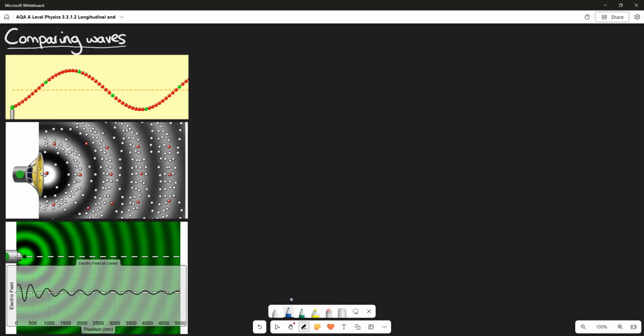Welcome to longitudinal and transverse waves. So we've previously looked at waves on a string, sound waves and light waves. There are two main types of wave. There are transverse and there are longitudinal.